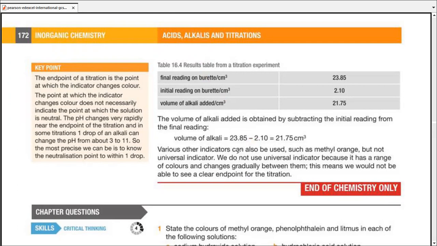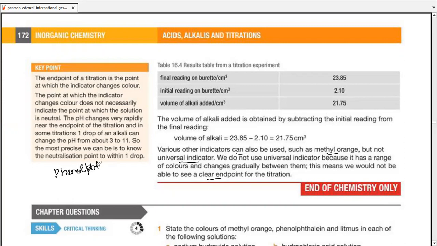You can use various indicators. You can use methyl orange, methylene blue, phenolphthalein, thymolphthalein, any of those indicators, but you do not use a universal indicator. Universal indicator shows 14 different colors or shades of those colors at different pHs. So the color would keep changing and it would change so much that you won't be able to see a clear endpoint.